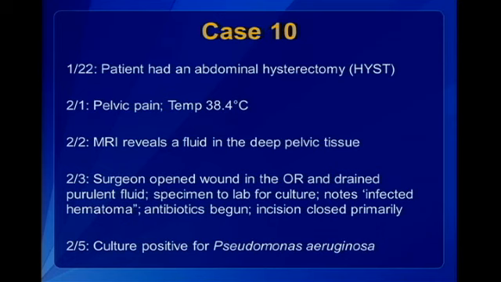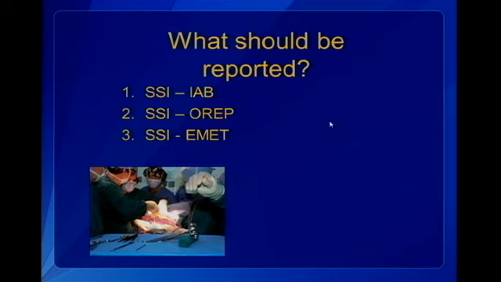A specimen is sent to the lab for culture, and the lab notes it as an infected hematoma. So maybe that fluid when they got in there was that dark chocolatey brown. Antibiotics were begun, and the incision was closed back up again, and that culture was positive for Pseudomonas aeruginosa. So what should be reported? Should we report an intraabdominal organ space infection, an other reproductive organ space infection, or an other organ space endometritis infection? What do you think?